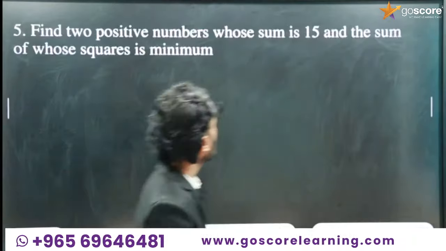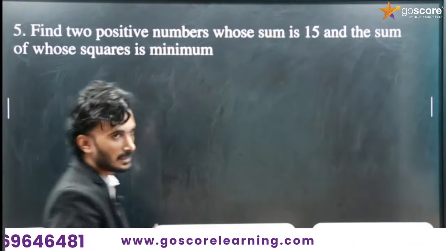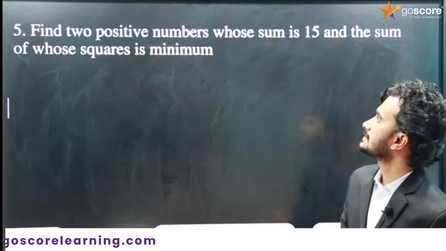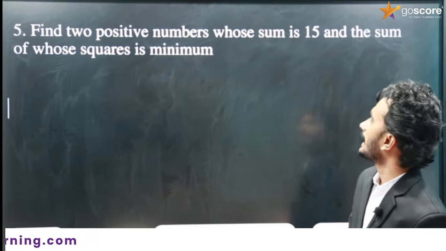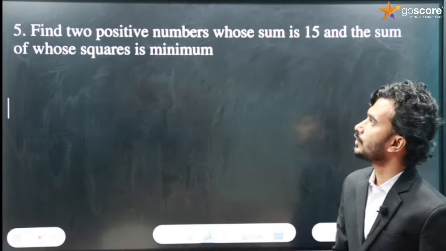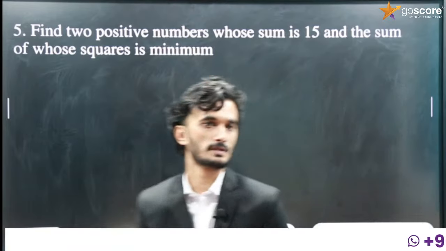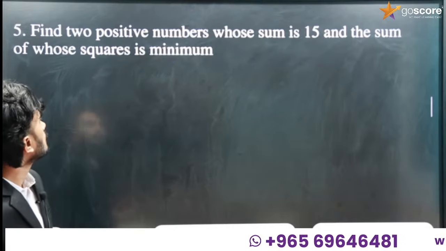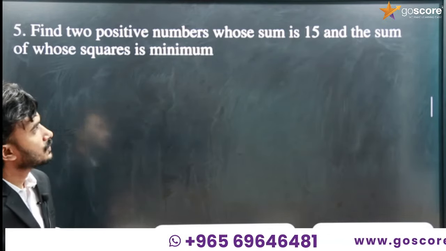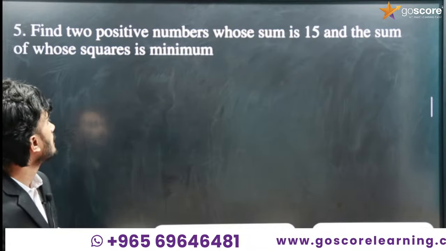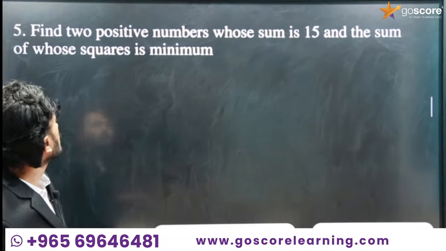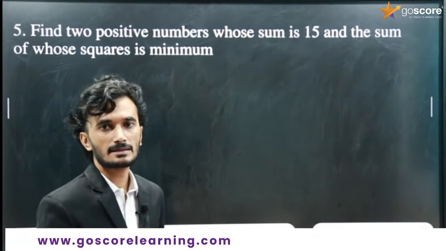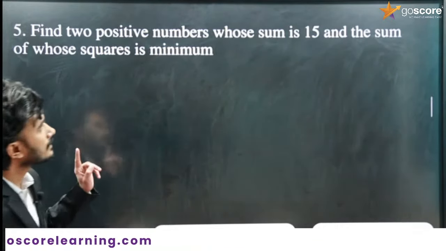So next question. This question is very important. Find two positive numbers whose sum is 15 and the sum of whose squares is minimum.